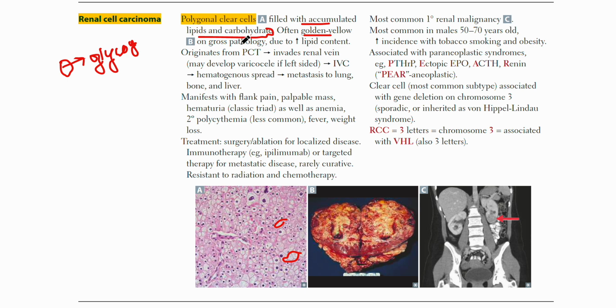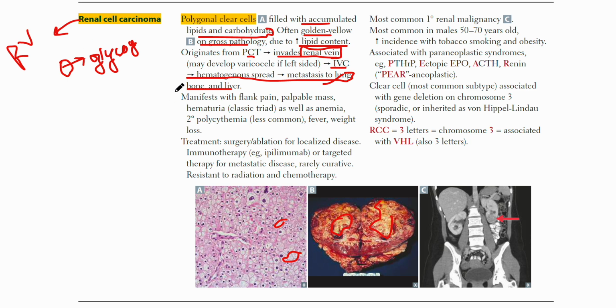They are often golden yellow in color in gross pathology due to the increased lipid content, here you can see the yellowish color in gross pathology, right? It originates from the PCT, that is the proximal convoluted tubule, and invades the renal vein, may develop varicocele if it is left-sided, and also the inferior vena cava. By hematogenous spread it will metastasize to the lungs, most commonly, and also to bone and liver. So invasion of the renal vein is very common in renal cell carcinoma. You have to remember this high yield point, renal vein. Renal cell carcinoma invades the renal vein, right?